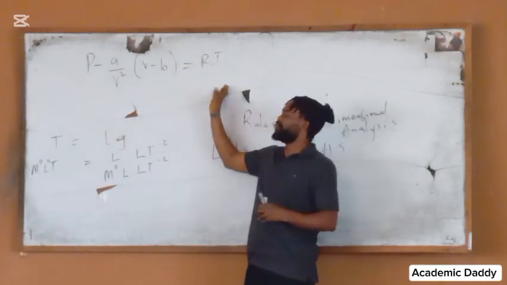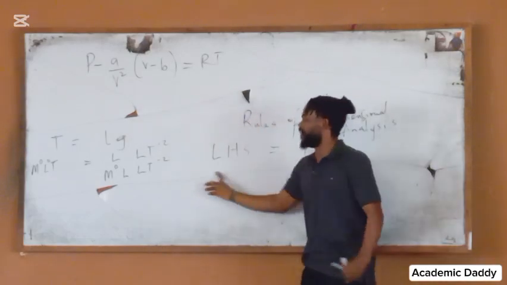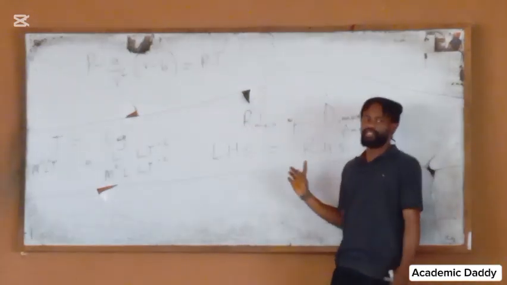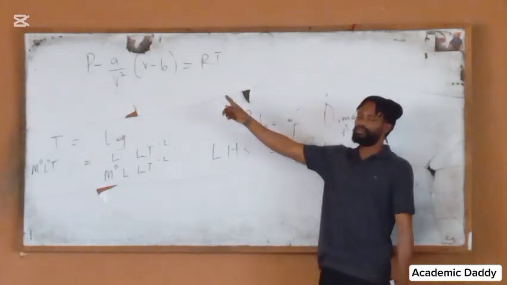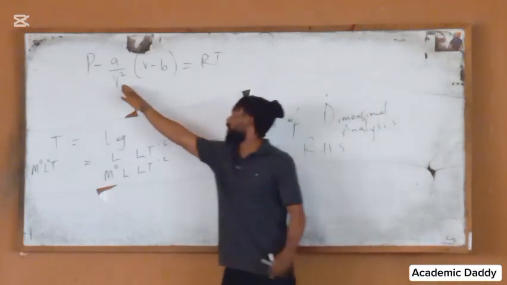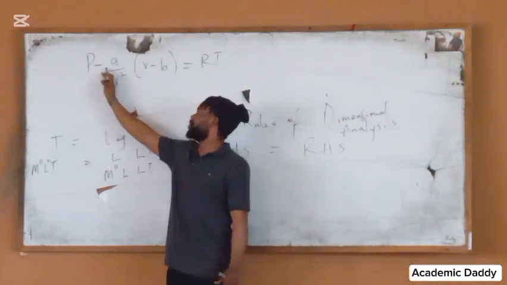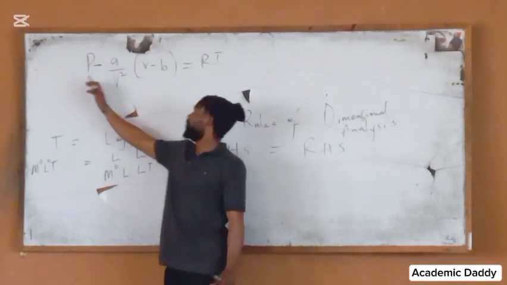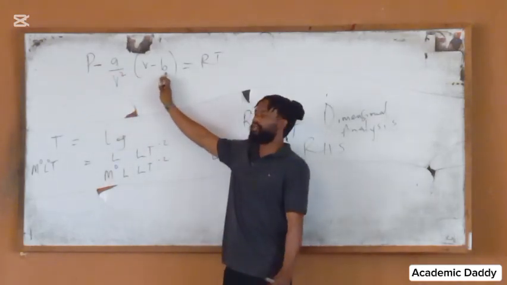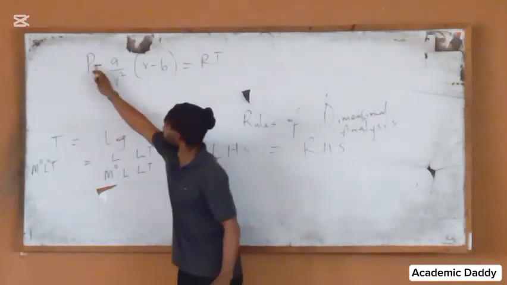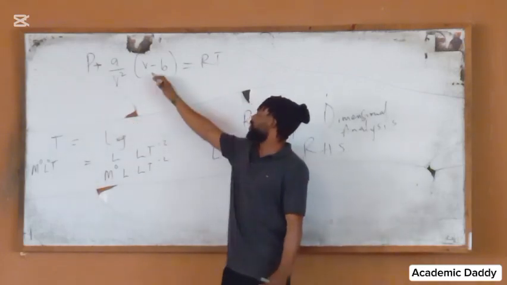Now we said that if we have this, please remember this is the first rule: left-hand side must be equal to the right-hand side. We are on the second rule. Notice that right here, A over V square is being added to P, pressure. Sorry, this is supposed to be plus. Yes, this is V minus B.